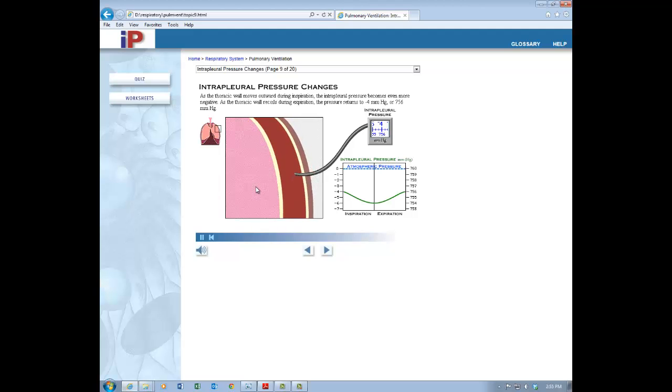As the thoracic wall moves outward during inspiration, the volume of the pleural cavity increases slightly, decreasing intrapleural pressure. As the thoracic wall recoils during expiration, the volume of the pleural cavity decreases, returning the pressure to -4, or 756 millimeters of mercury.